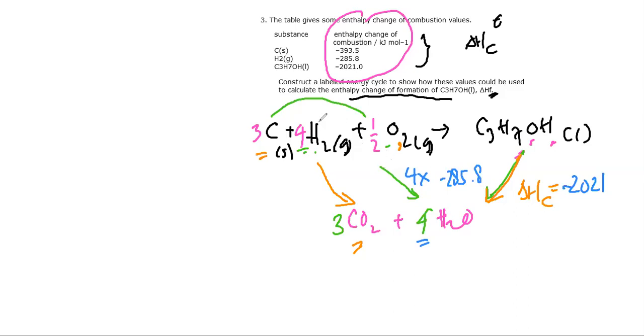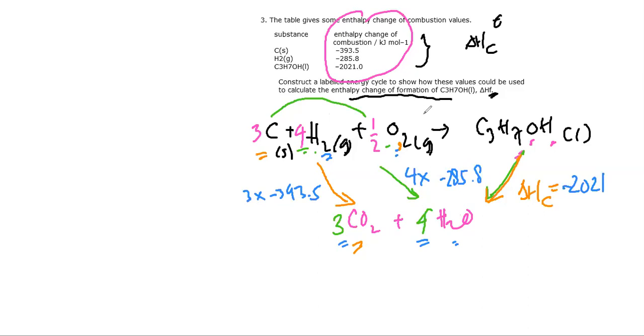So I react hydrogen and oxygen to give water, so this is combustion. And when I react carbon and oxygen to give CO2, this is also combustion. Because I have 3 moles of carbon dioxide, I multiply by 3, so it is 3 times minus 393.5.